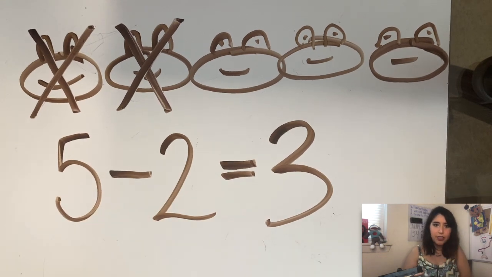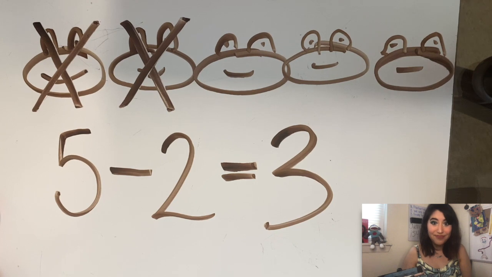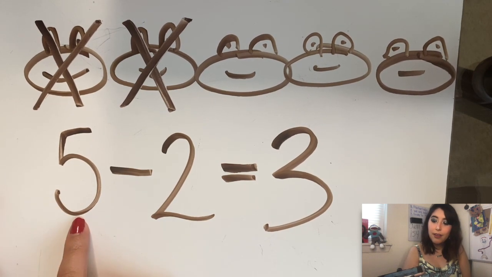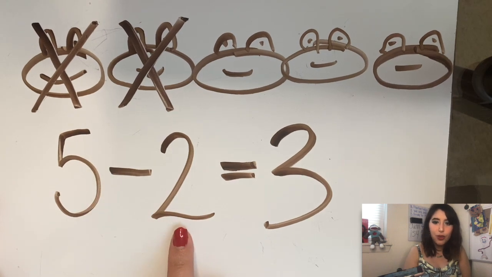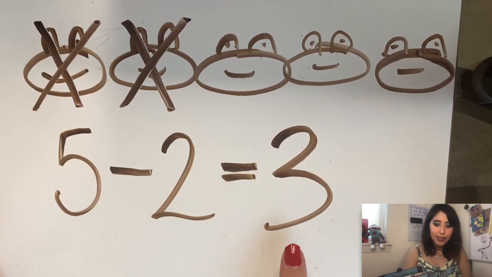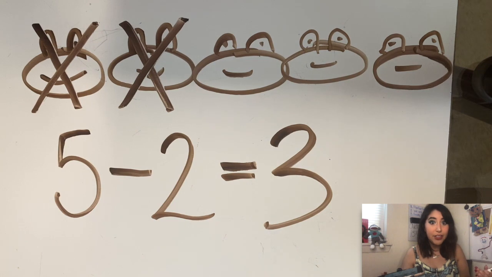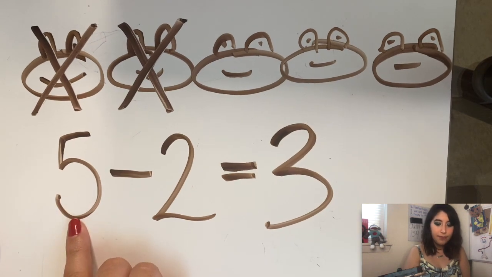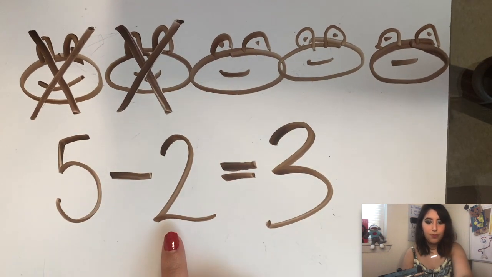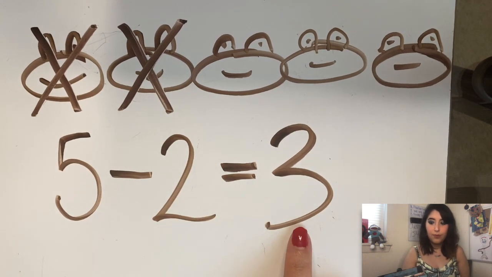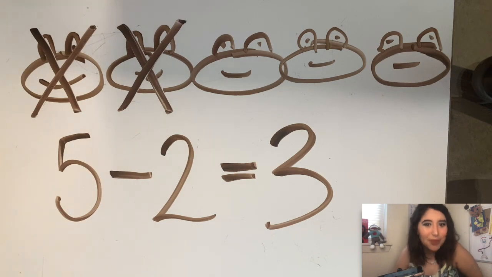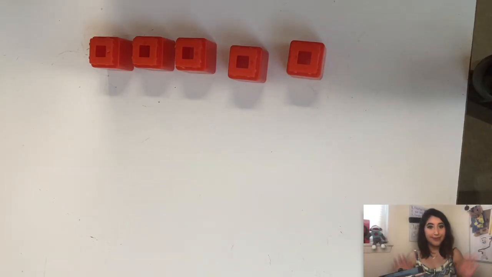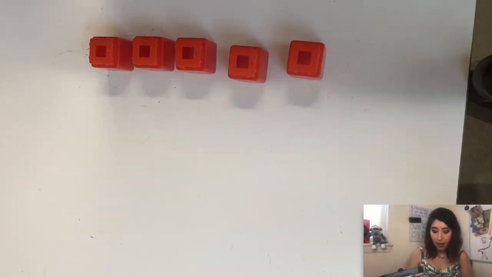So let's read our subtraction sentence. Ready? Let's do it. 5 minus 2 equals 3. Say it by yourselves. Get ready. Five minus 2 equals 3. And that's it for today's application problem. So let's go on to the next part of our math lesson.